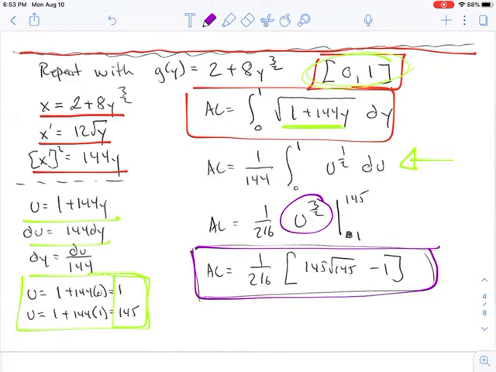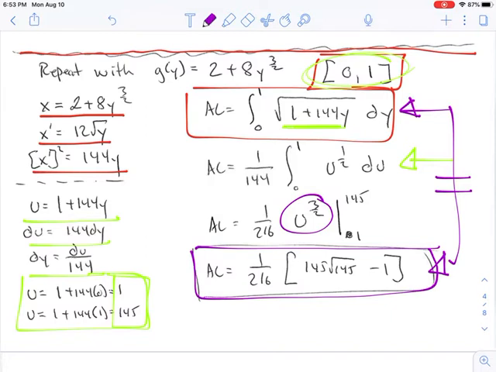And once again, if you want to, you can play around with Desmos. Put this integral into Desmos, and you will get a decimal number. Convert this into a decimal number, and hopefully they will be equal. If they're not, then you did something wrong.